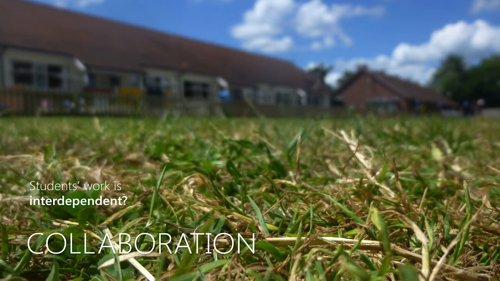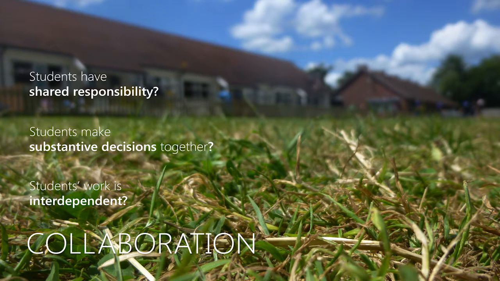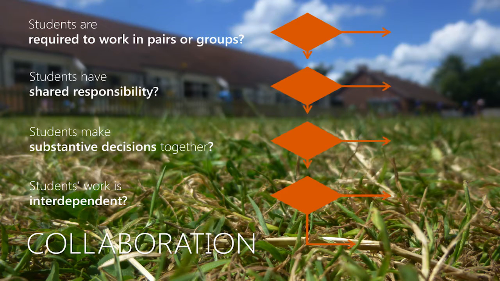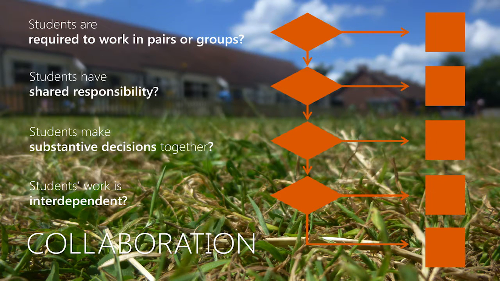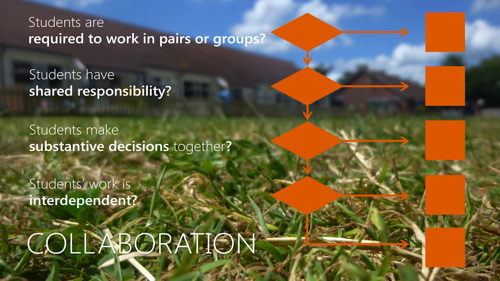We can capture all of these ideas by using a decision tree. A decision tree is a visual way of representing the big ideas in collaboration. It is designed as a number of questions. As you can see, there are 4 questions in the collaboration decision tree.